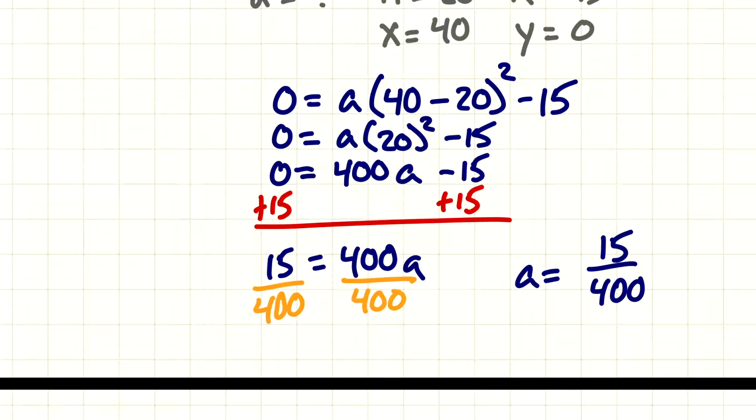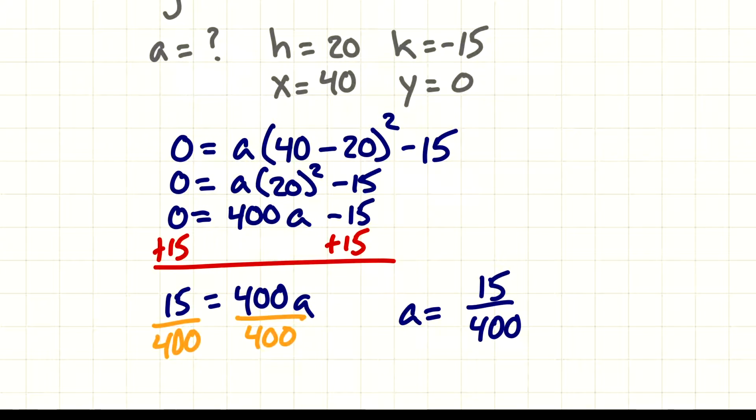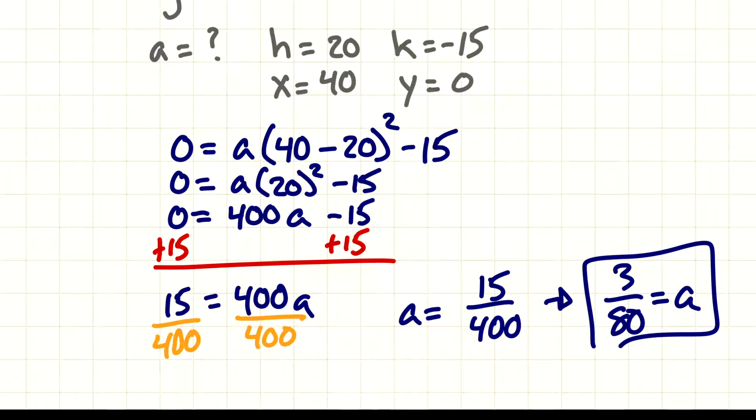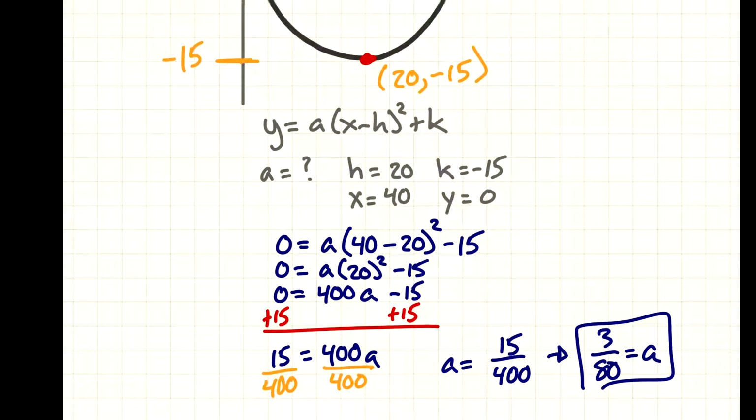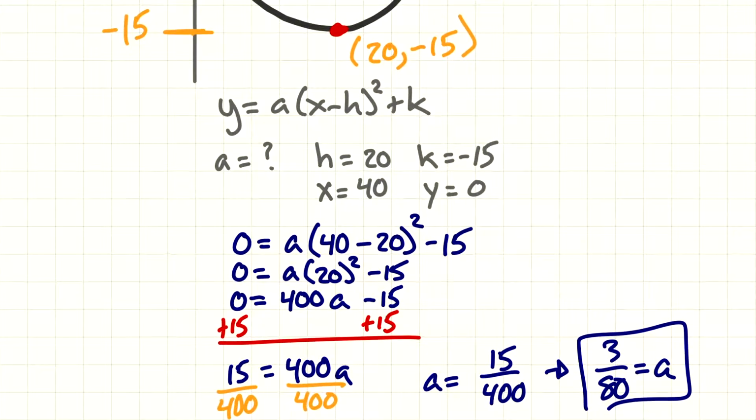And so the question is, does that reduce? I know definitely 5 goes into both of those, so I could reduce both of those by 5, and this should equal 3 over 80. All right, so there's our a value. You'll notice it is positive, which is exactly what we want.